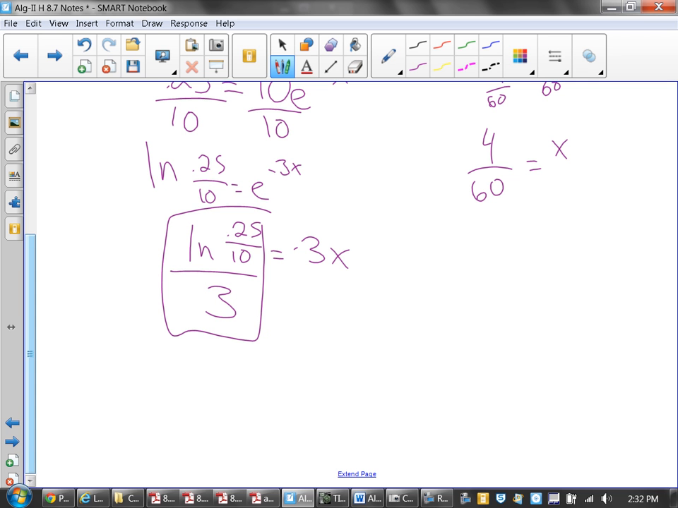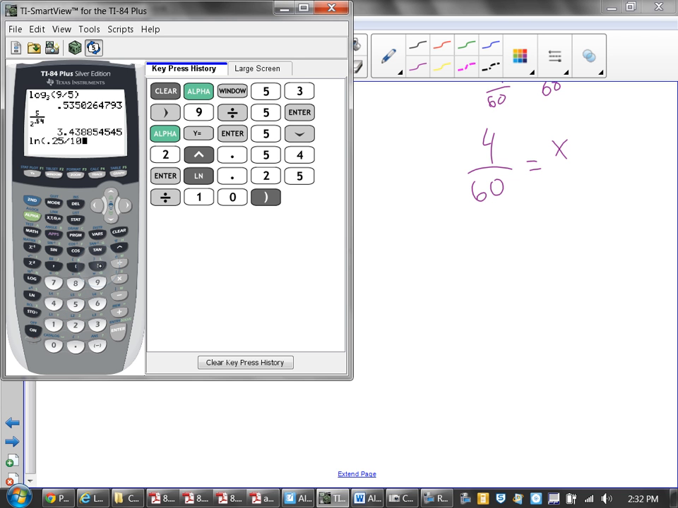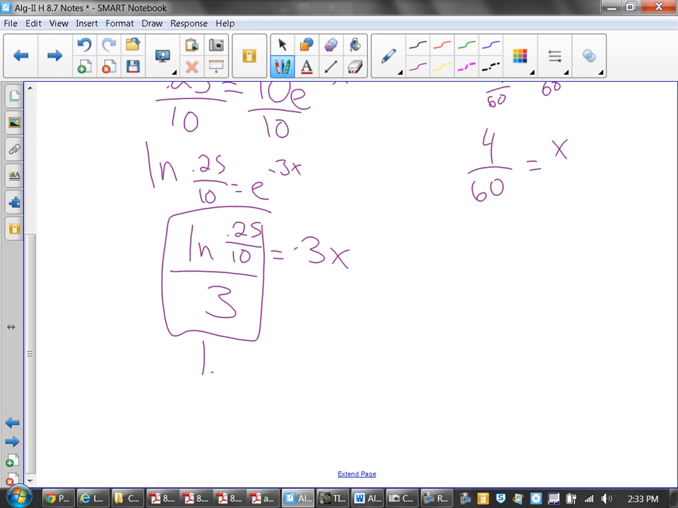So again, that's just a nasty looking problem, but it's all calculator buttons. It was the natural log of 0.25 over 10, 1 over 40, and then I divide that by negative 3. 1.23. You guys get that? Again, it's straight calculator work. There's really not that much to it.